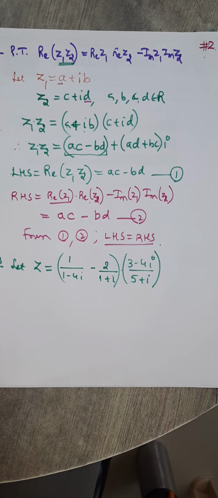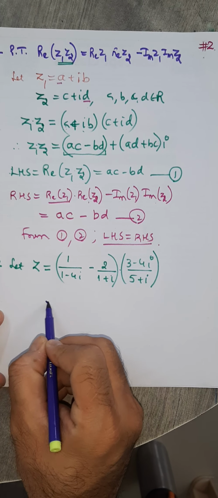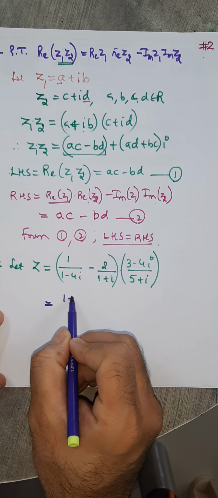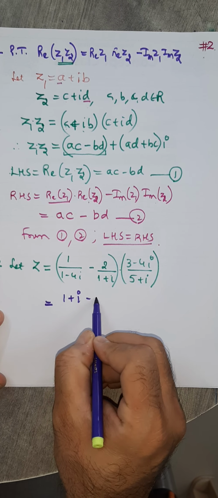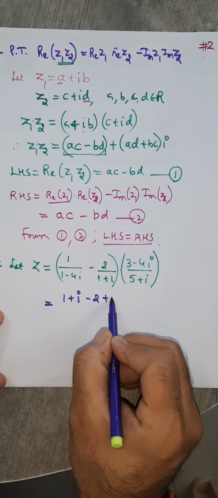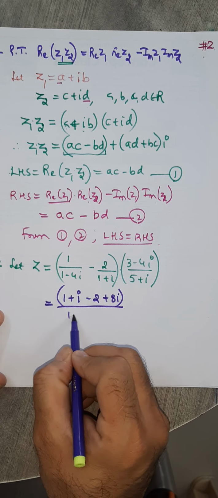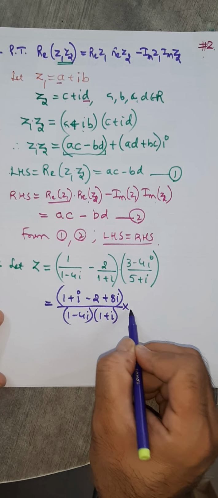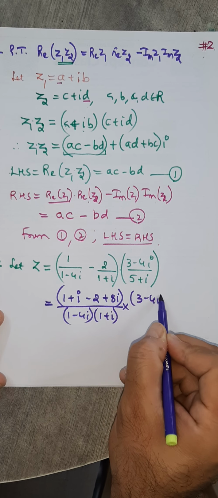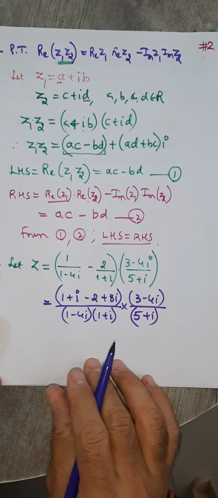So it's a simple algebra. You need to do it carefully, remember. Okay, so I'll simplify first this round bracket, cross multiplication here, 1 plus iota, here minus 2 plus 8 iota, cross multiplication, 1 minus 4 iota into 1 plus iota, into this one as it is here. Right now, this expression as it is.